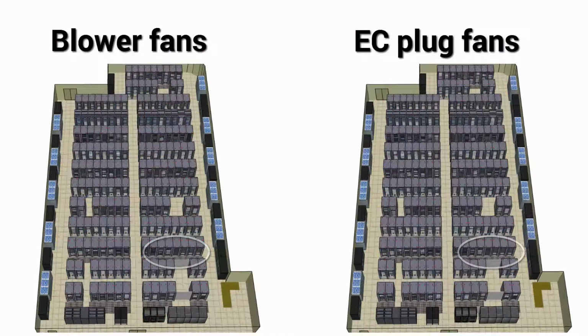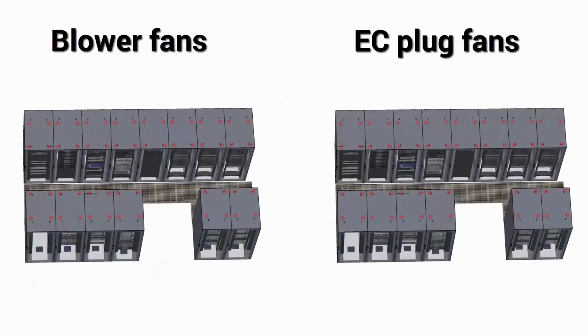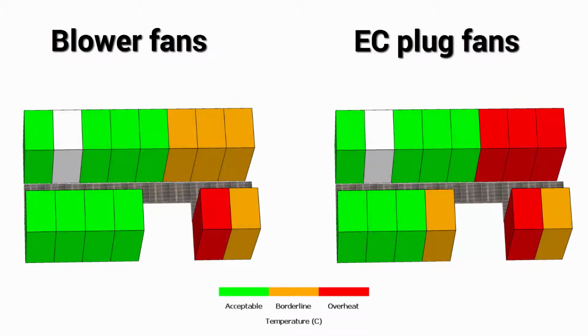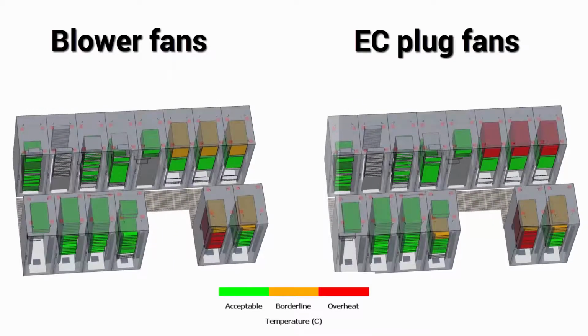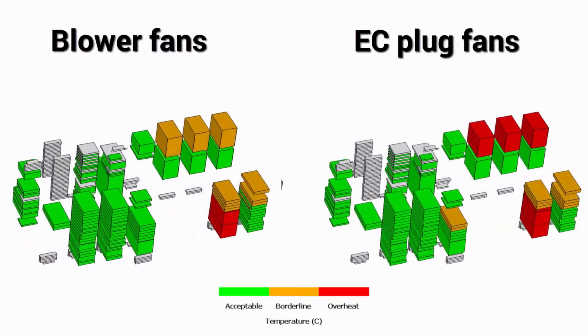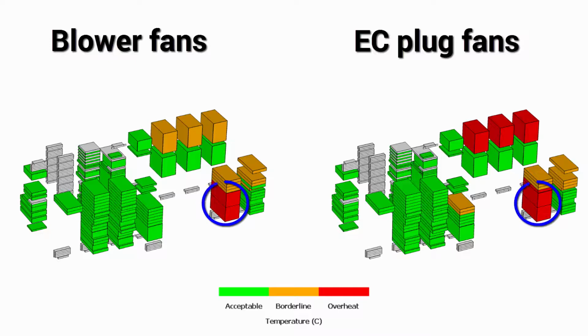Since Six Sigma Room catalogues the inlet and outlet temperatures of each piece of IT equipment, we can accurately determine what IT is overheating. Looking at the cabinets first, we have some overheating issues. If we take a look inside these cabinets, we can see which IT is overheating. This is a problem area for the original blower fans as well as the new plug fans. You can see that there are two blade chassis overheating in both cases.